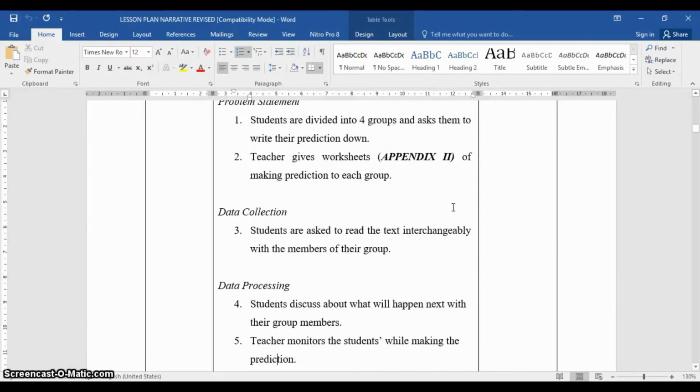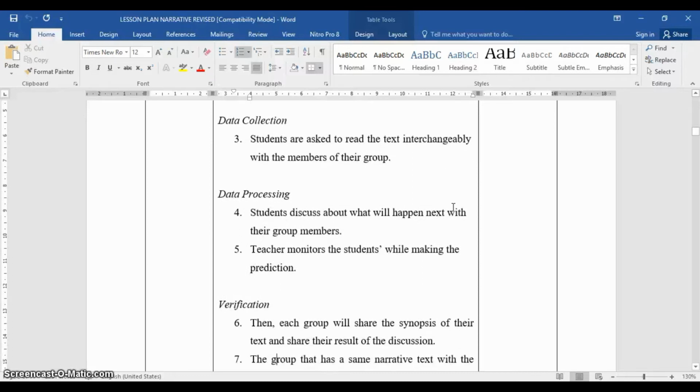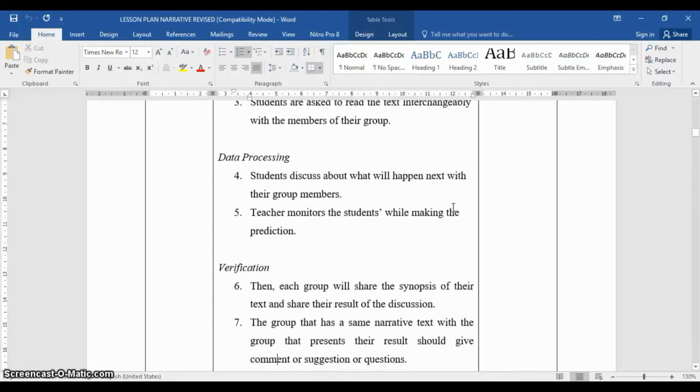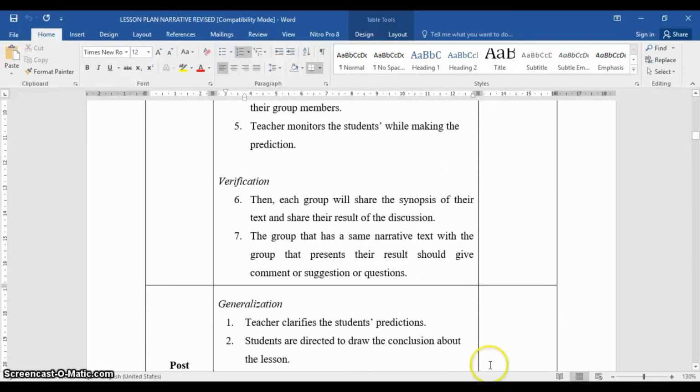And then the students are asked to read the text interchangeably with the members of their group. After that, in the data processing, the students discuss what will happen next with their group members, and the teacher monitors the students while making their prediction. Then, in the verification, each group will share the synopsis of their text and share the results of the discussion.